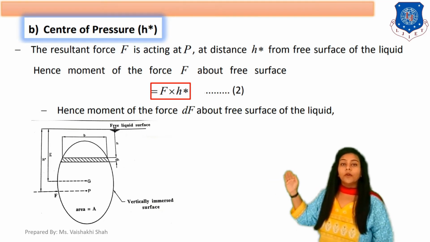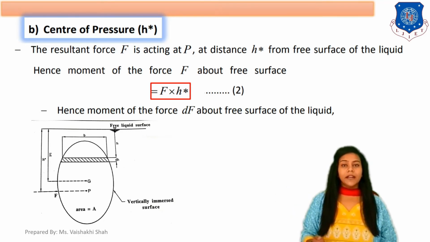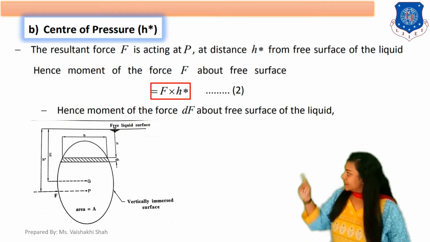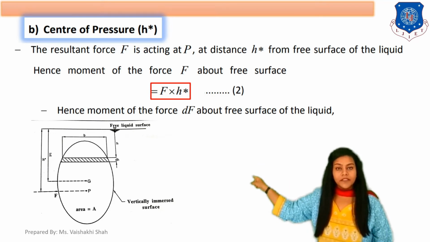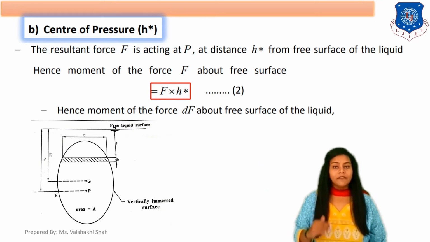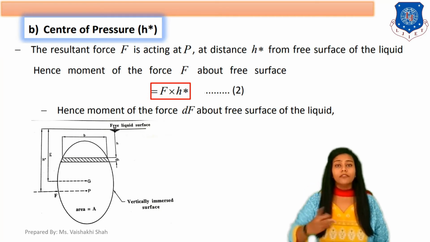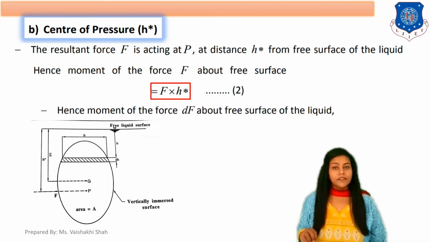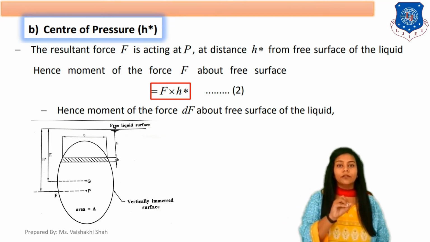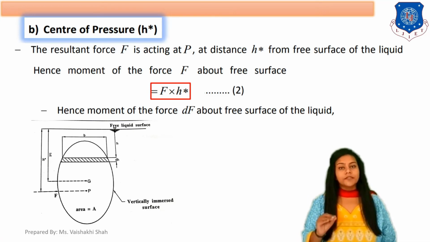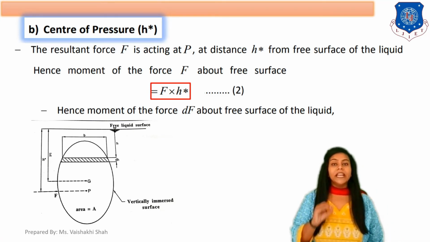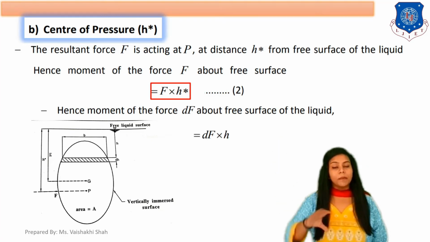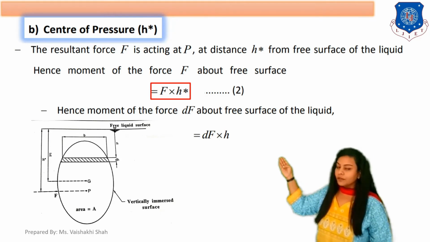Now, the moment of dF. If we have to find the force on a single strip, then it is dF, and the distance of the single strip from the free surface is h. If we are finding the moment of the single strip about the free surface of the liquid, then what is the equation for moment? Force into perpendicular distance. Force on the single strip is dF, and the perpendicular distance is small h. So the moment of the single strip about the free surface is dF into h.